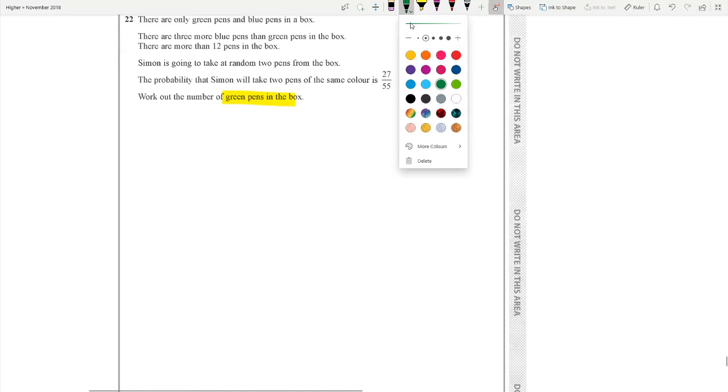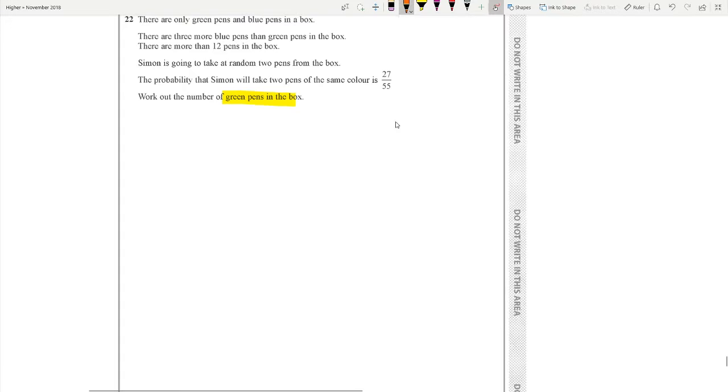First thing, let's think about how many pens there were. We're told that there's only green and blue. There are 3 more blue pens than green pens. So how many blue pens are there? Well, we're going to write it algebraically.